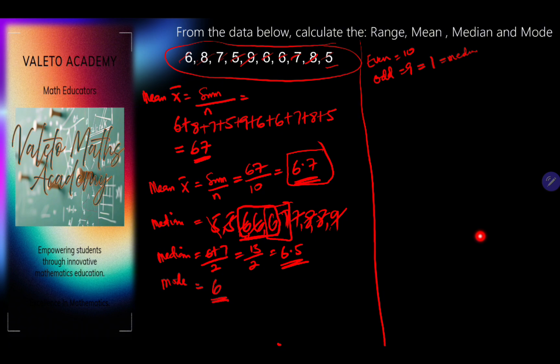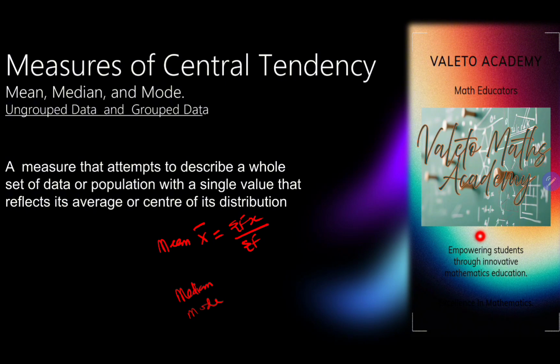Here in Valeto's Maths Academy, we try to make mathematics as simple as possible. So we say that the measures of central tendencies is a measure that attempts to describe a whole set of data or population with a single value that reflects its average or center of its distribution.